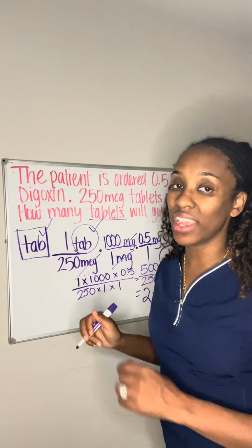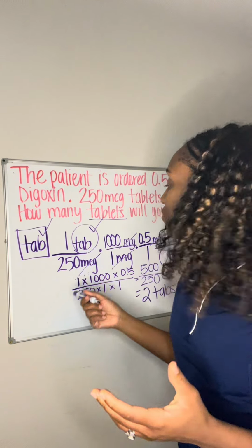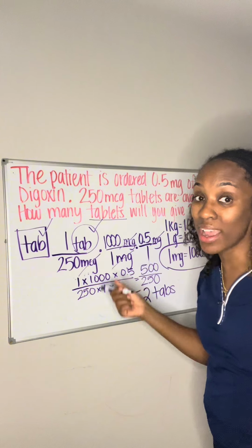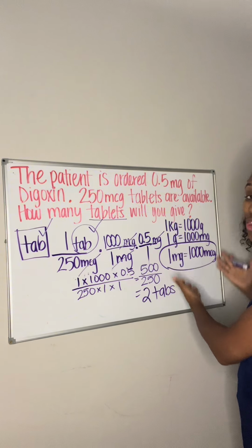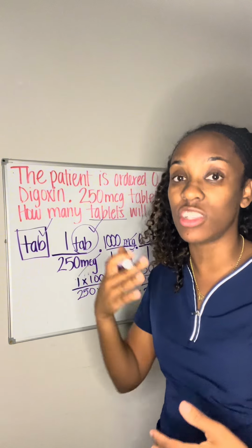So sometimes you're going to get problems where you have to convert. But if you don't know when you need to convert, in this case, micrograms was at the bottom, but we didn't have any micrograms in our problem. So that's going to automatically let us know that we have to use our conversions right here. All right. And we're going to learn way more conversions as we continue on.